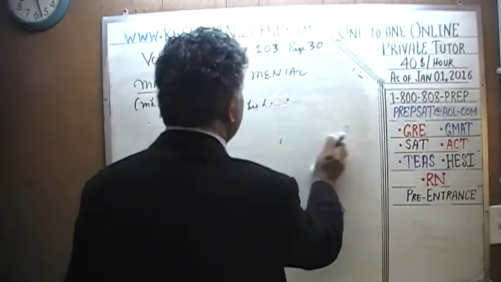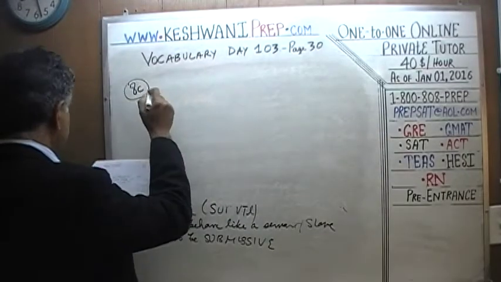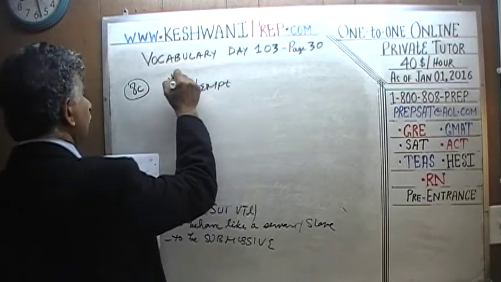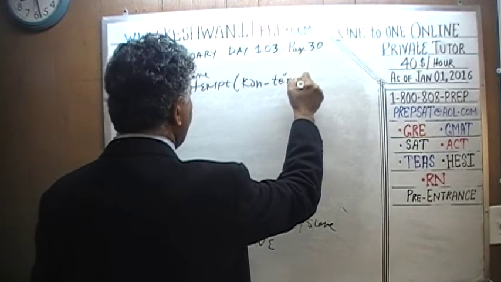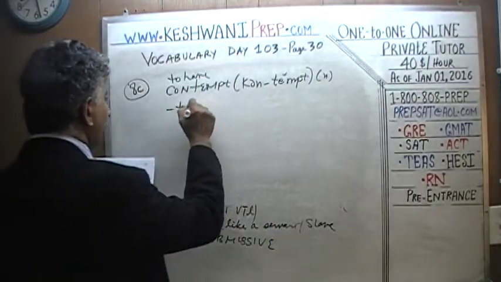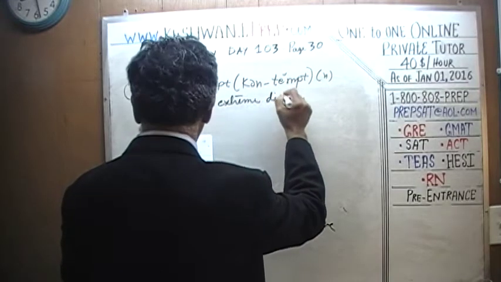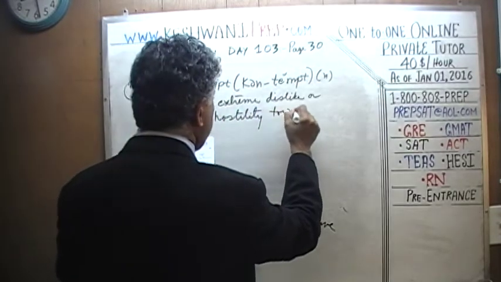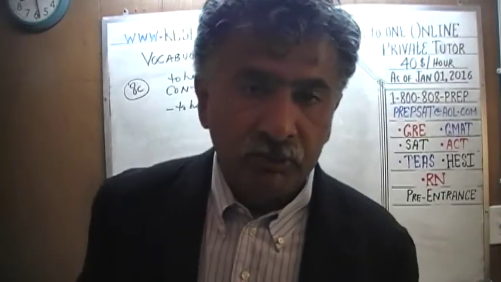And the first one is, so this is answer choice C, and the word is contempt. What does it mean to have contempt? Contempt is a noun. To have contempt means to have extreme dislike or hostility towards someone. If you have a great deal of dislike or hostility towards someone, you have contempt for that person.